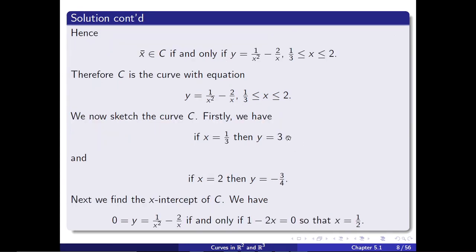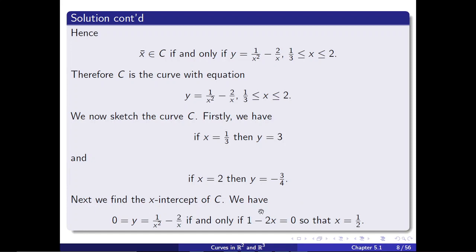Now we want to sketch the curve, so we need some vital information to be able to do that. Firstly, if x is a third, then y is equal to 3, and if x is equal to 2, we just put x equal to 2 there, and you find out that y is equal to minus 3 over 4. So that is the range of our curve, or the range of r, right?